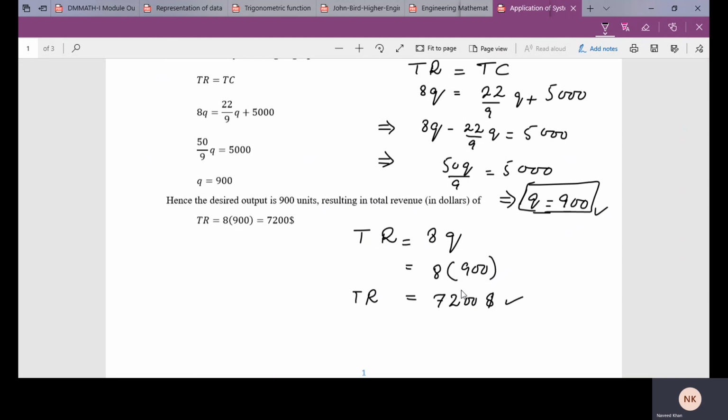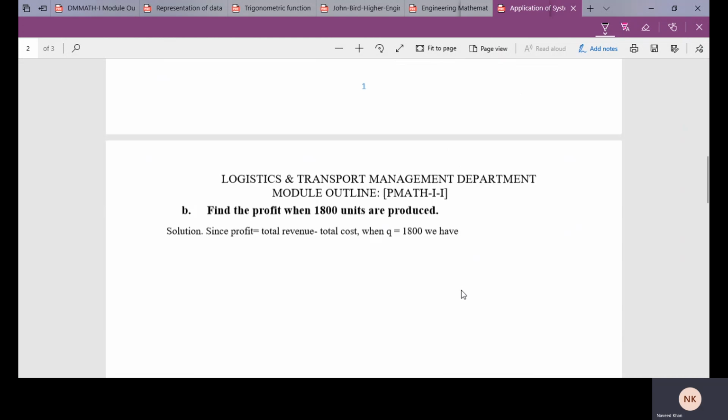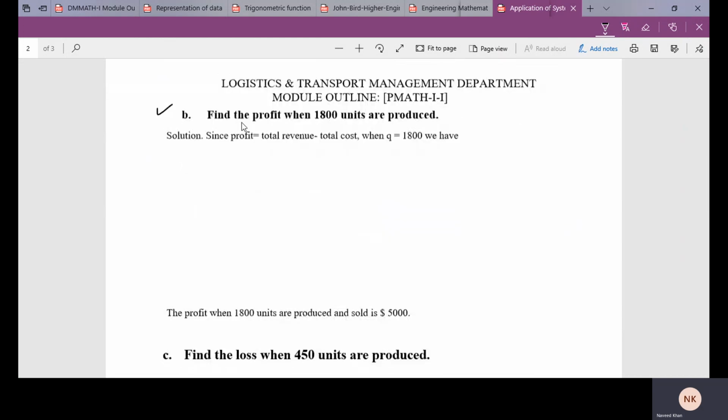Now dear students, look at part B. In part B we have to find the profit when 1800 units are produced. When 1800 units are produced, it means that Q is equal to 1800. Now we know the formula for the profit is equal to total revenue minus total cost. This is the formula to find out the profit.